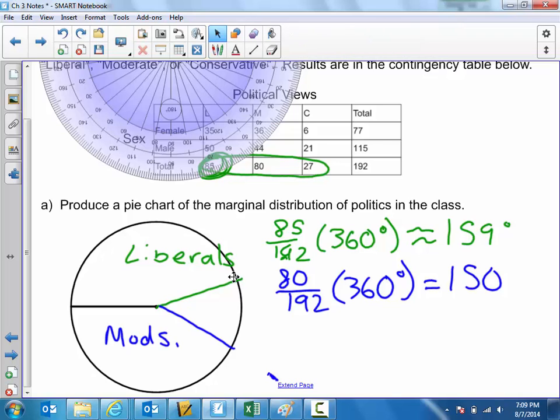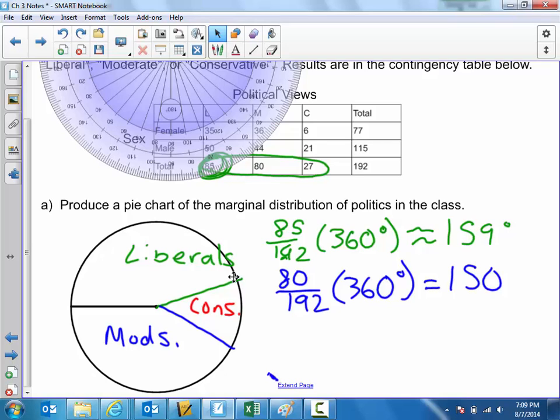And going out to that blue piece, that was the moderates, and then last of all, that leaves the conservatives. Okay, and there you go. There you have made a pie chart from a protractor and the marginal distribution of a contingency table. Pie charts, you're welcome to use them. I think they're great displays. I think bar charts are more common, but it's good to practice doing both.